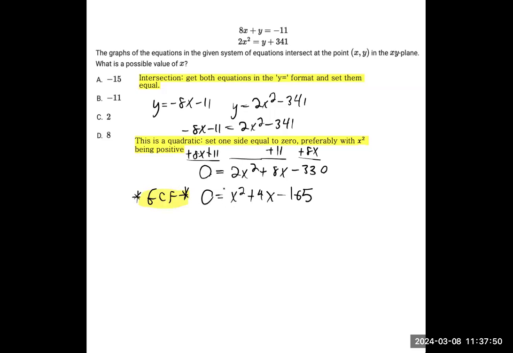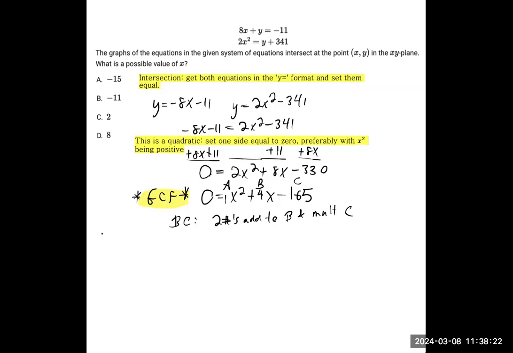So now we have our ax squared plus bx plus c with the invisible 1. And since we only have non-1 numbers in the b and c spots, this is bc factoring. So we're looking for two numbers that add to b and multiply to c. In other words, two numbers that add to 4 and multiply to negative 165. So what two numbers add to 4 and multiply to negative 165?